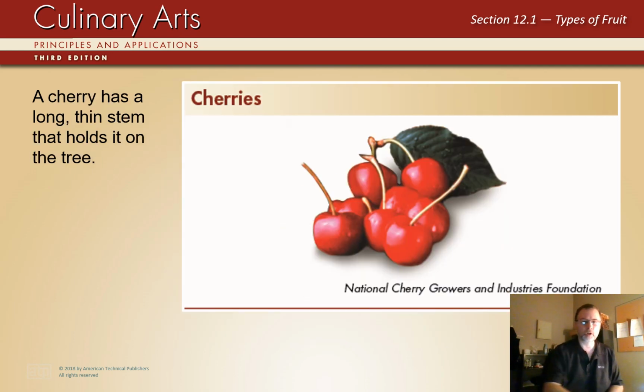So a cherry has a long, thin stem that holds it on the tree. It is also a drupe. It grows in clusters. The skin of cherries typically ranges in color from a bright red to a deep red that is nearly black. So we have things called the Bing cherry, much darker in color. The flesh of a cherry is pulpy and juicy and ranges in color from a dark yellow-orange to a deep reddish black.